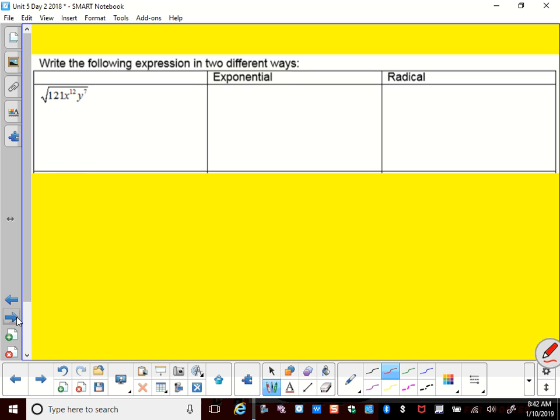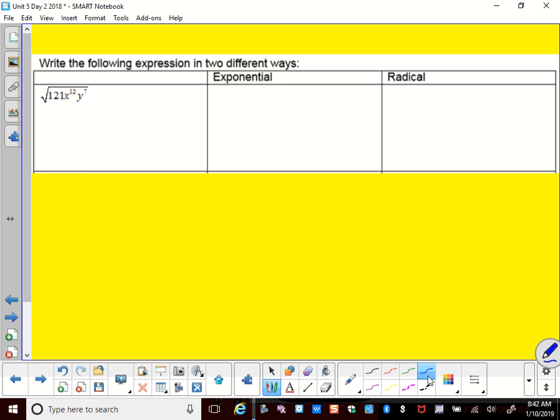All right, so now we're going to talk about writing the following expression in 2 ways. What we did before was all we did was simplify. We didn't even get to the 2 ways. Okay? Now we are going to learn that part. This is basically a 3-step process. At first, what we're going to do is what we learned last class.